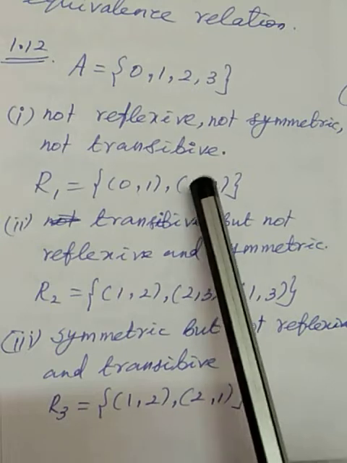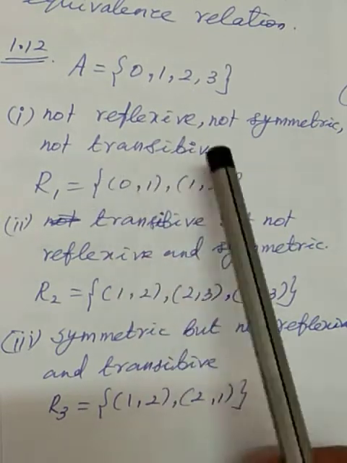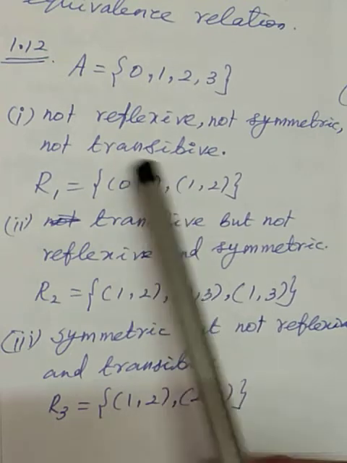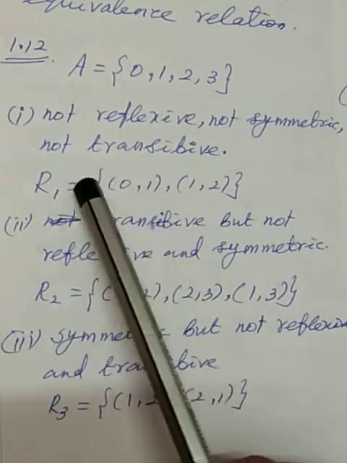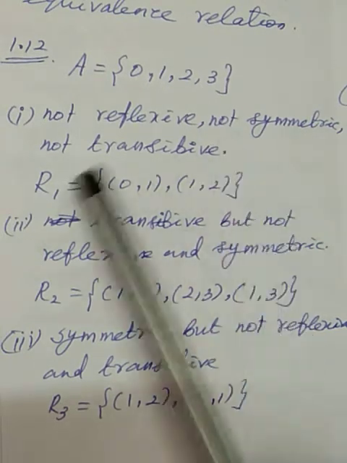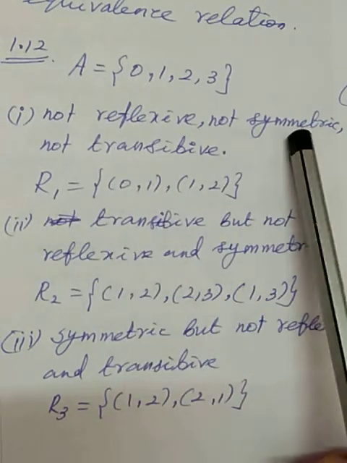But (1,2), (2,1), (0,1), (1,0), (1,2), (2,1) means it is symmetric. But (0,1) belongs to R1, but (1,0) doesn't belong to R1. Likewise (1,2) belongs to R1, (2,1) doesn't belong to R1. Therefore it is not symmetric.